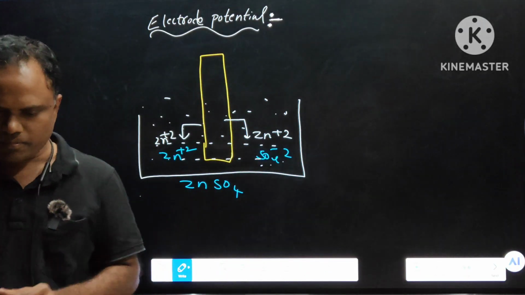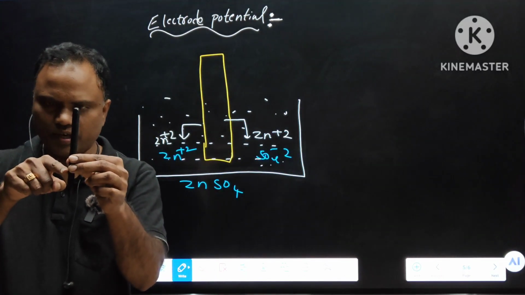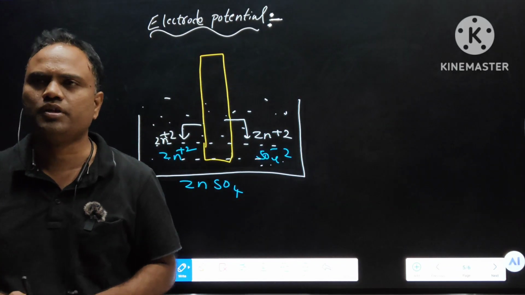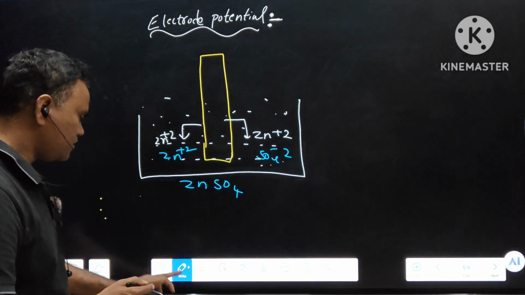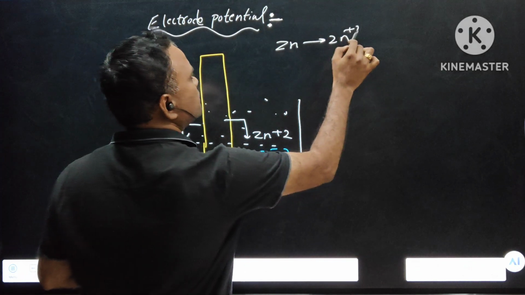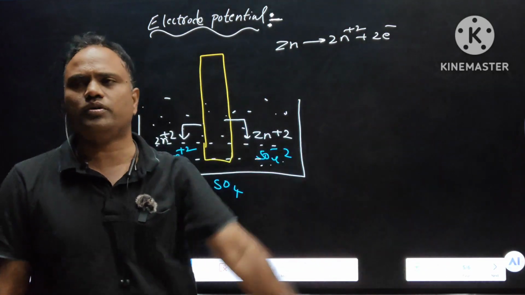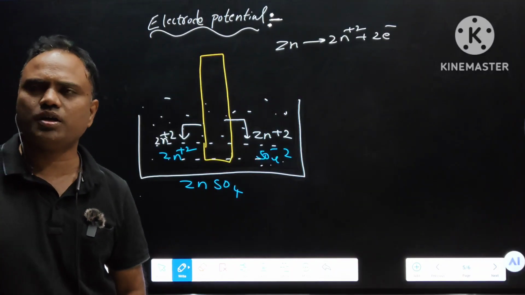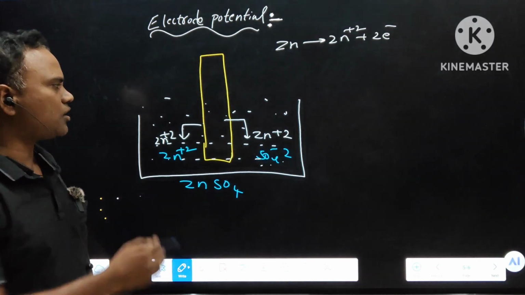So what you have to remember: when you place the zinc rod in zinc sulfate solution, surface zinc atoms are converted into Zn2+ and enter the solution, leaving negative charge on the surface. What is the meaning of leaving negative charge? When zinc undergoes oxidation, what happens? Zn gives Zn2+ plus 2 electrons. Zn2+ ions enter the solution. What about the electrons? Electrons are retained on the rod only.